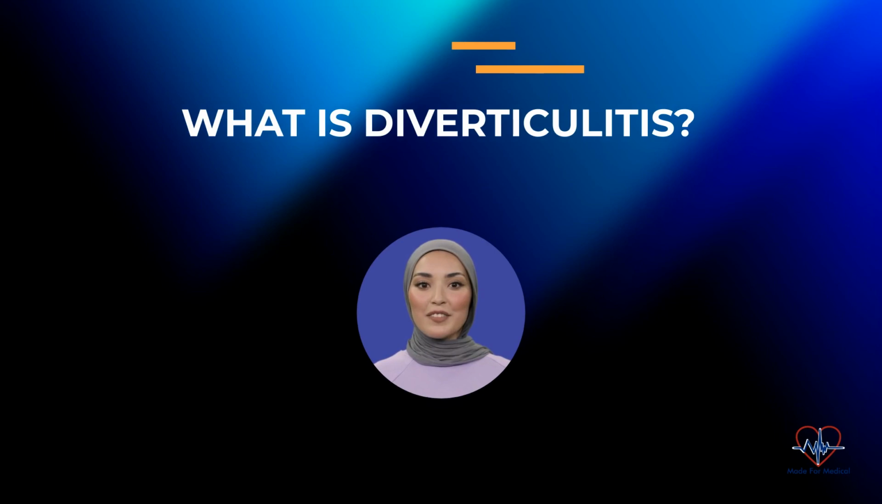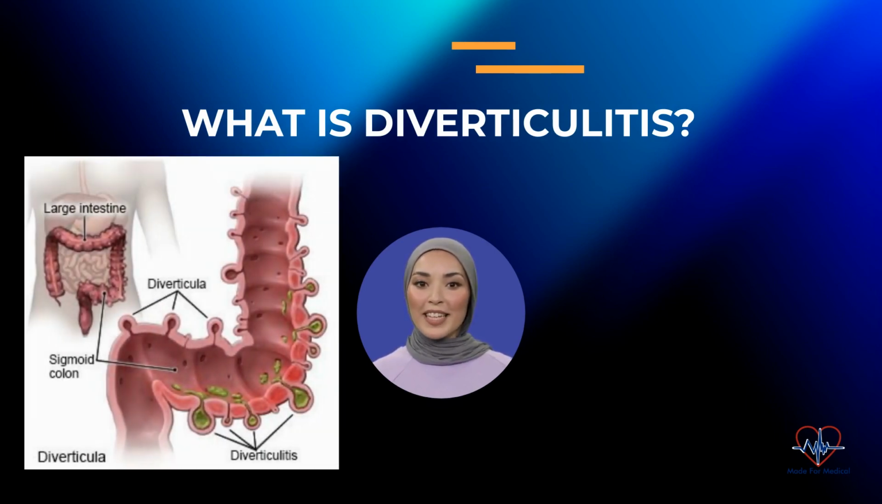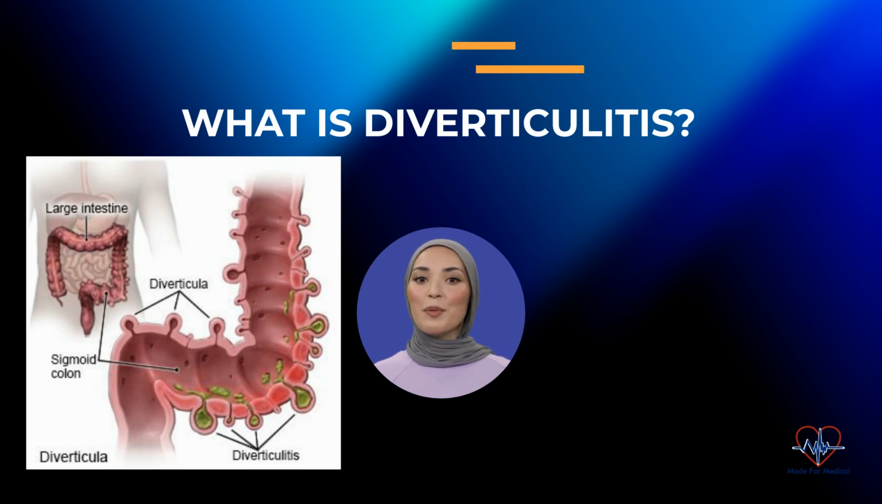Diverticulitis refers to the inflammation or infection of small pouches called diverticula that develop in the lining of the colon, most commonly in the sigmoid colon, as mentioned in this picture. These pouches form when weak areas of the colon wall bulge outward, creating small sacs or pockets. Diverticulitis typically occurs as a result of fecal matter becoming trapped within the diverticula, leading to inflammation and, in some cases, infection.